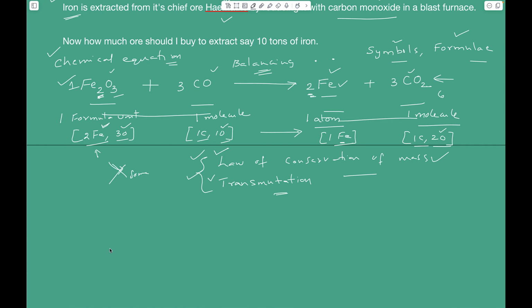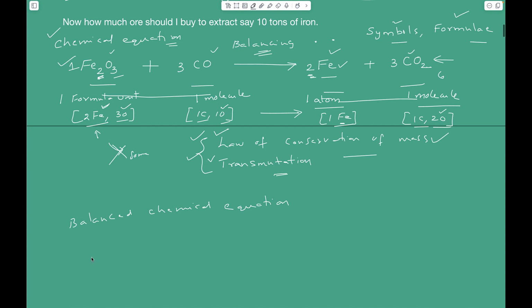And such an equation is called a balanced chemical equation. Now let us write down the balanced chemical equation here. Now I am going to omit this one. If it is a 1, I don't have to write it. So Fe2O3 plus 3CO gives 2Fe plus 3CO2.